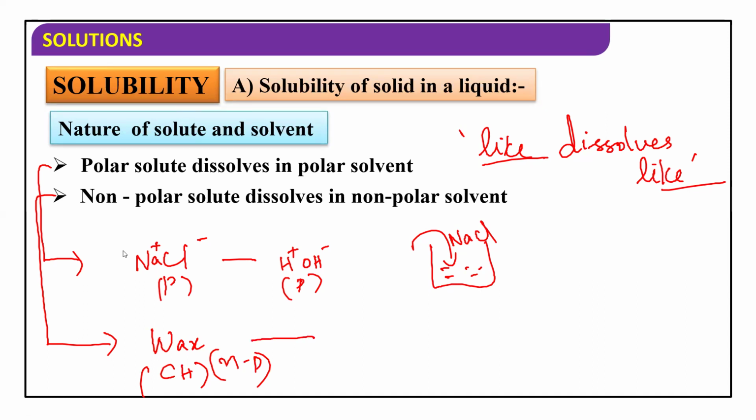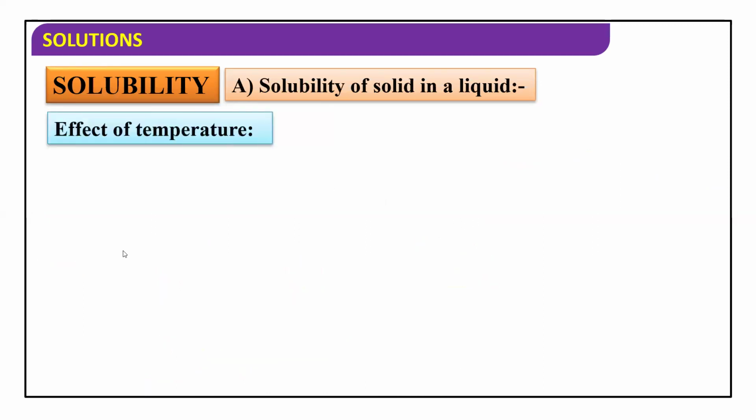So it can be dissolved in a non-polar solvent. The example for a non-polar solvent is benzene. Benzene also contains hydrogen and carbon, which is non-polar in nature. So polar dissolves in polar, non-polar dissolves in non-polar. So the solubility of a solid in a liquid is affected by the nature of the solute and solvent. A polar solute cannot be dissolved in a non-polar solvent. The other way around is not possible. Got it? Clear? Shall I move on to the effect of temperature, the third point? Yes.